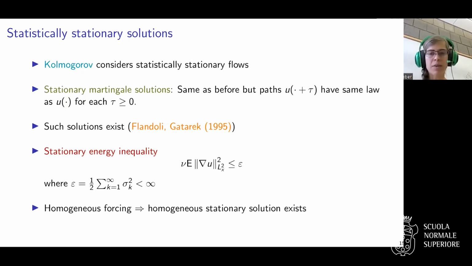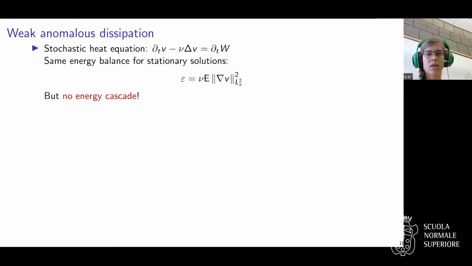It may have bothered you that we have this inequality here instead of an energy balance. However, we don't need this for proving the 4/5 law, or maybe there's another way that needs it that I don't know. If you look at the stochastic heat equation, you will actually get this energy balance, but there's no energy cascade and no nonlinear effect.